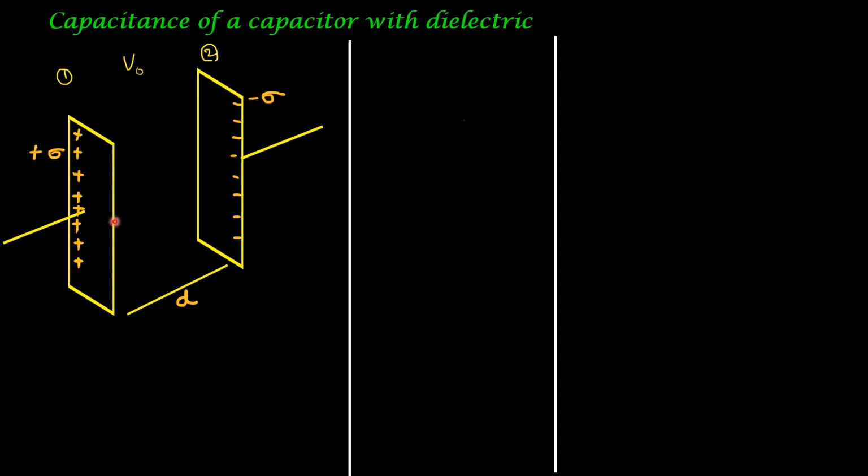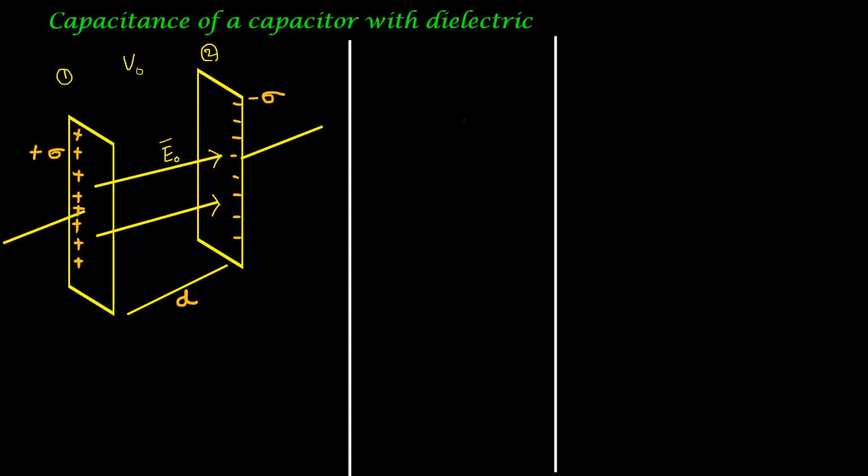As there is a potential difference between the two plates, an electric field is set up between the plates, and the direction of the electric field is from the positive plate to the negative plate. We use the symbol E0 for the electric field. These quantities are all without dielectric medium in between the two plates.